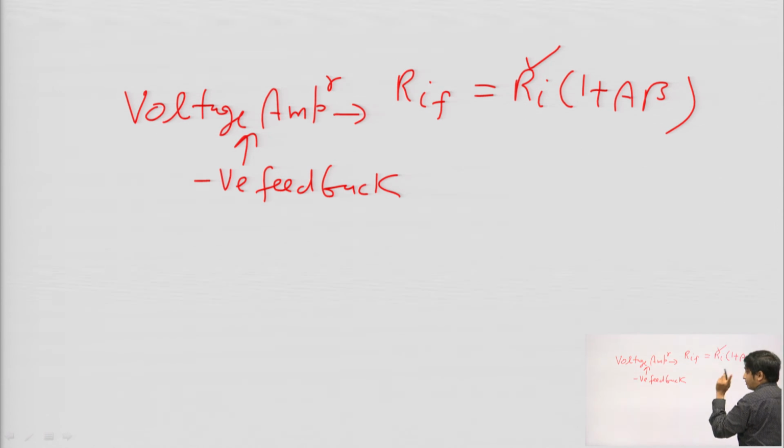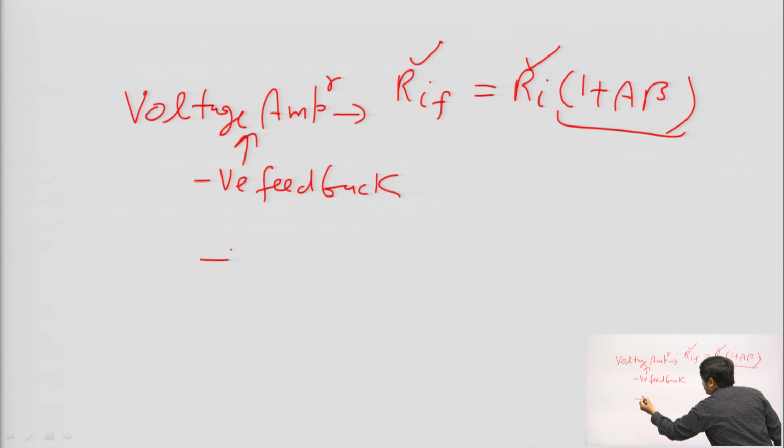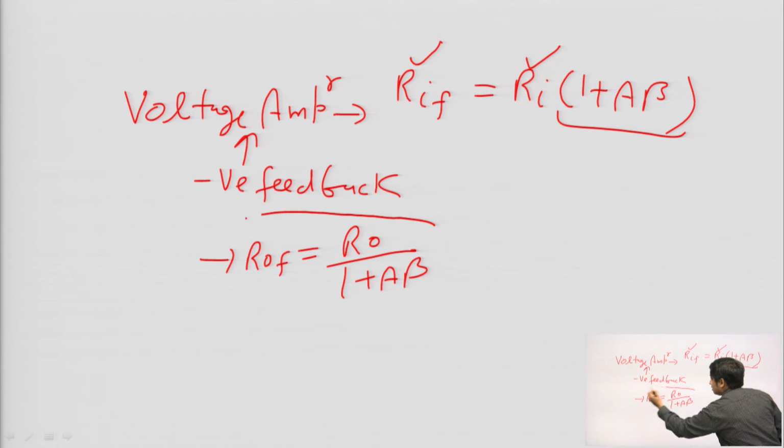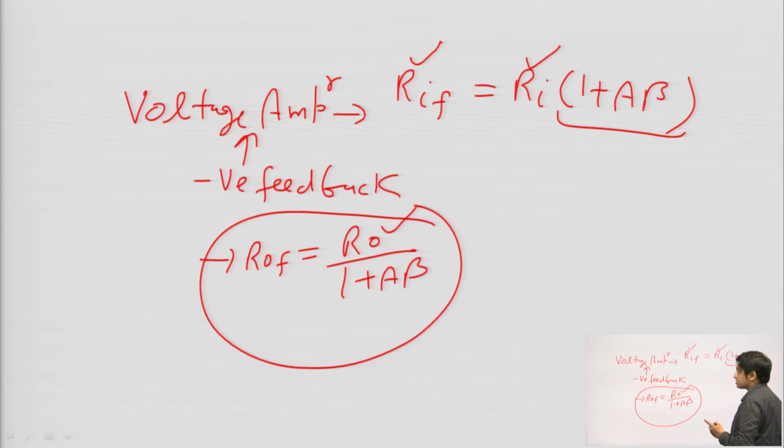Now, you can see that with the help of negative feedback, the input resistance is increased by the factor 1 plus A beta. Similarly, the output resistance with feedback for a voltage amplifier will be R naught upon 1 plus A beta, where R naught is the output resistance of the voltage amplifier without feedback, and ROF is the output resistance with feedback. Your output resistance with feedback is reduced by the factor 1 plus A beta. So, with negative feedback, we can further increase the input resistance and further reduce the output resistance.